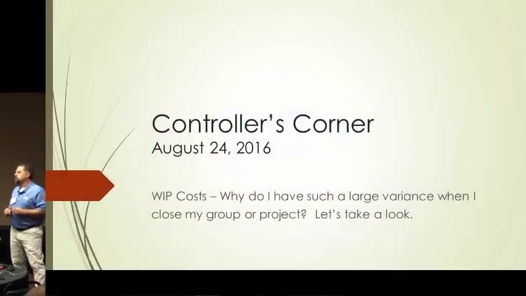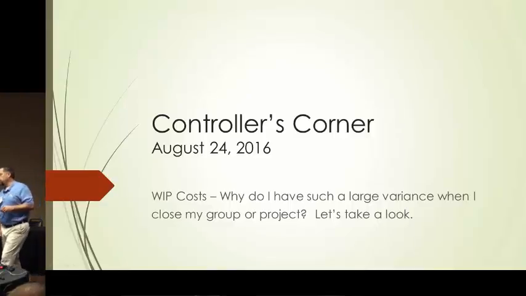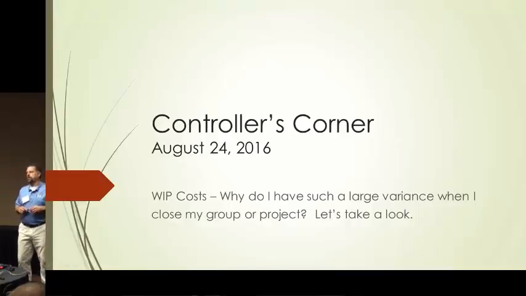Today in Controller's Corner, we have two segments. They're both going to involve the E.CLIPSE module, which is inventory valuation. The first segment is a question that comes up quite often on feeding inventory valuation: why there's always a variance when we close out a group of animals. We're going to look through and analyze and figure out why this variance occurred.